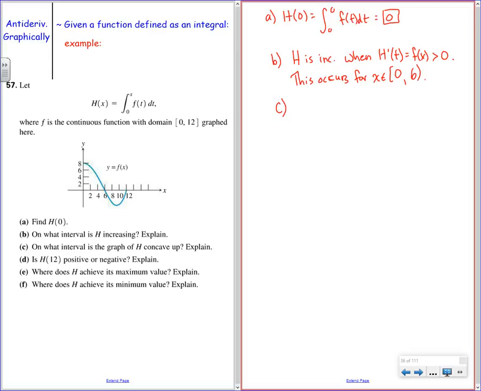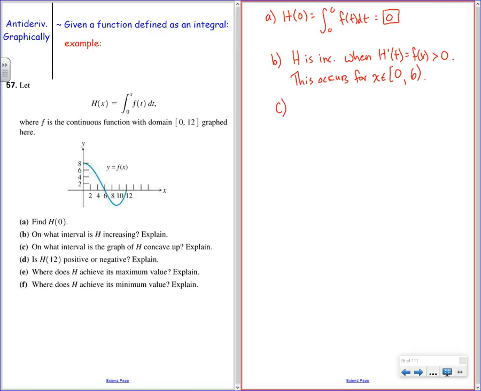So remember, h is increasing when h prime is positive. Now some people did this really fast. Remember, h prime, take the derivative of the integral, which is f of x, right? h prime is equal to the derivative of the integral, which is f of x. So when f of x is greater than 0, which is where f's y values are above, at 0, all the way up to, but not including 6. When f is positive, h prime is positive, which means h is increasing.